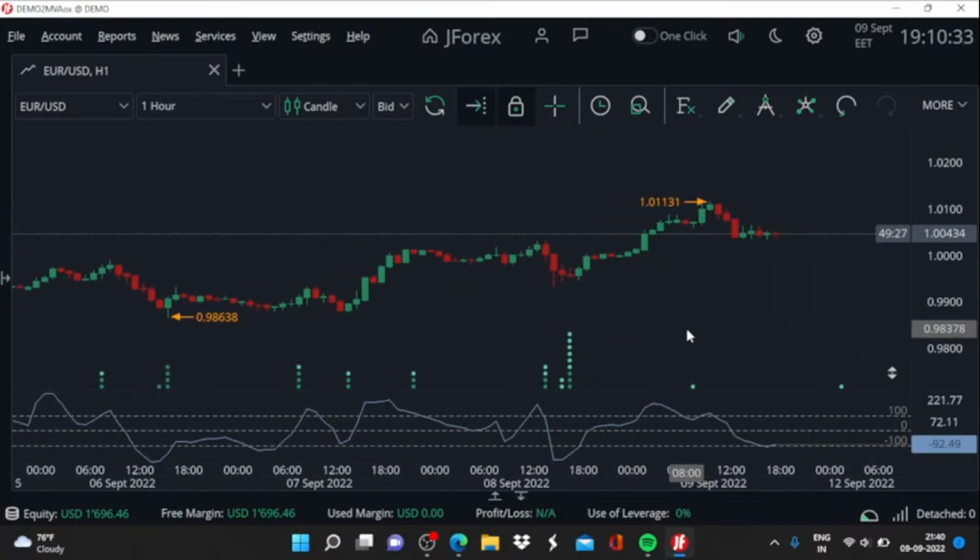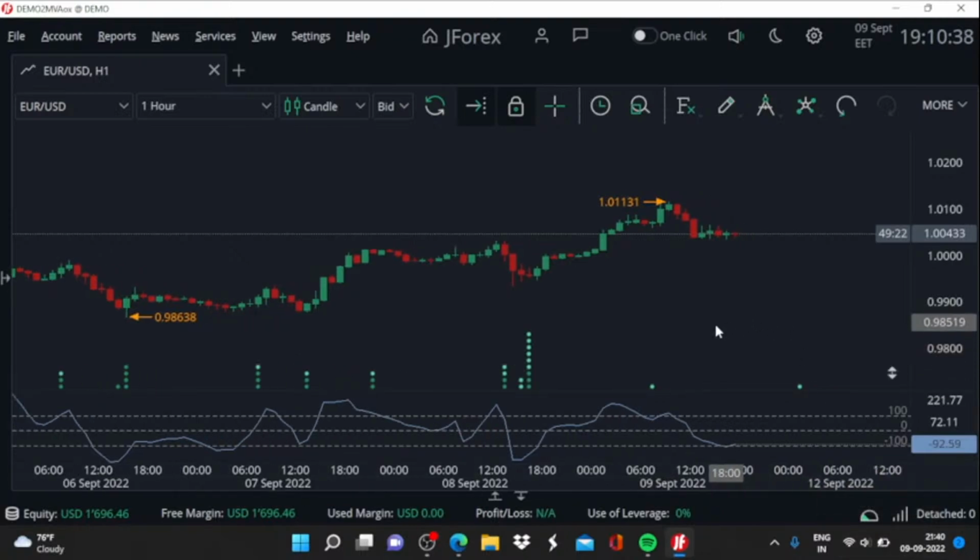The customization options are there. Let me check how much battery we have. Okay, 19%, so it will last for this session.